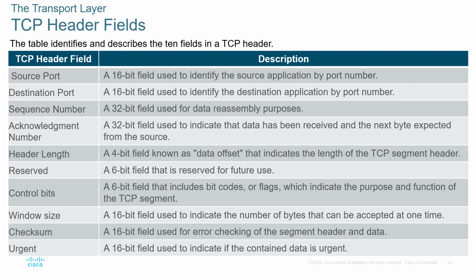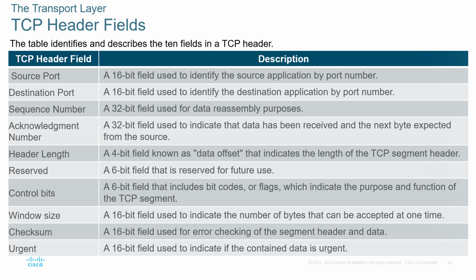Sequence number is again used for reassembly. Acknowledgement number is indicating that they received and are ready for the next packet or next segment. Header length is a 4-bit field known as the data offset. Reserved is again reserved for future use. There's a control bit, a window size, a checksum, and some form of priority, urgent, essentially.